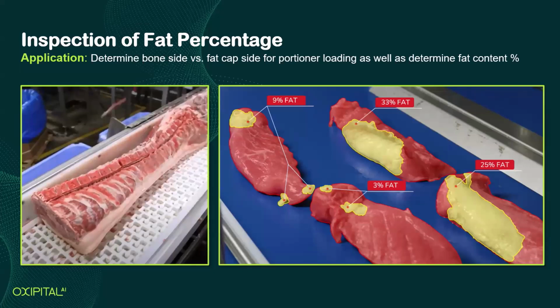The other example here is the ability to determine fat content on a boneless loin and the fat location to either inform operators to trim further or to allow a robot to place the product with the most appealing side of that piece of meat facing towards or away from the consumer in the packaging.